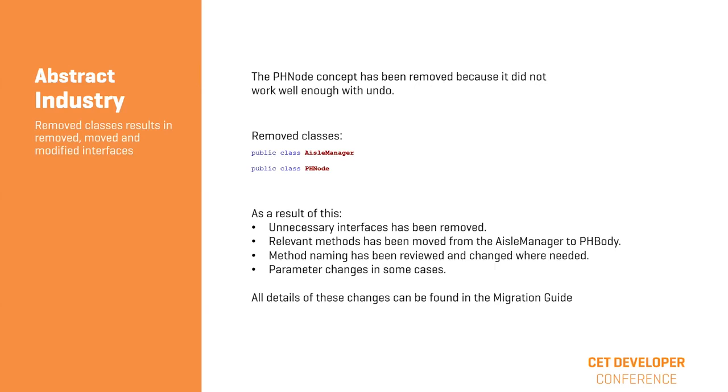As part of this, some method naming has been reviewed and some changes have been done to achieve better naming. And in a few cases, there are also some parameter changes. I didn't think it was worth listing all of these details here, but they can be found in the migration guide under abstract industry, so that you can refer to them there.